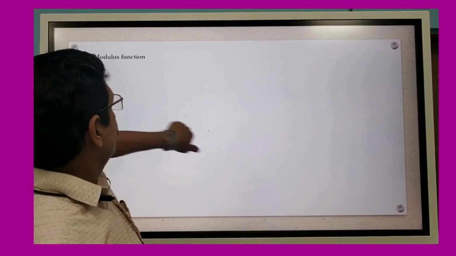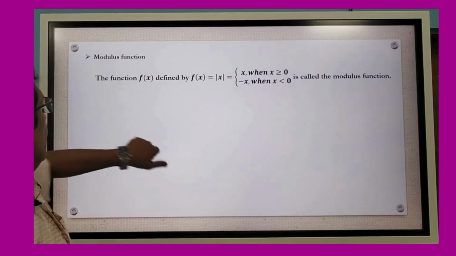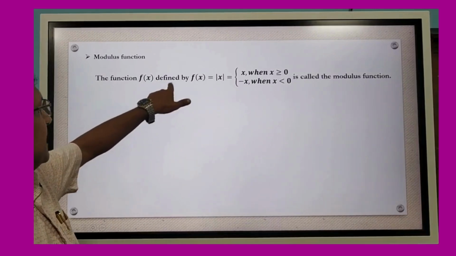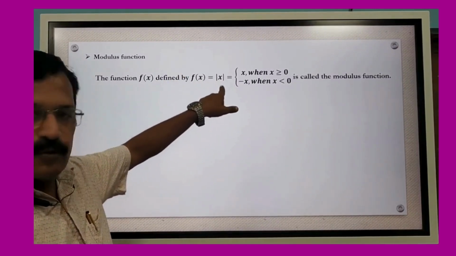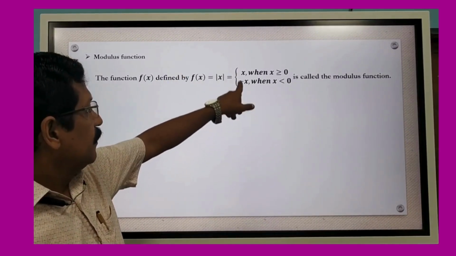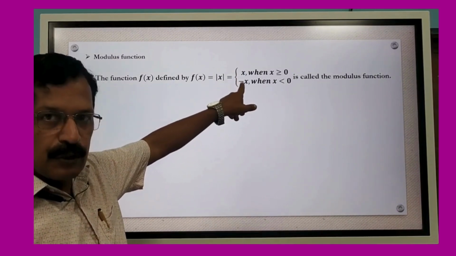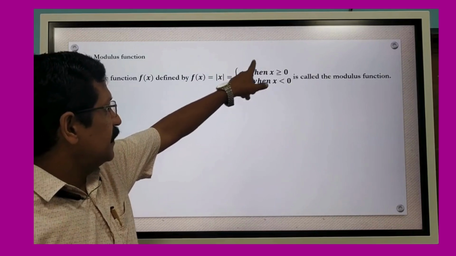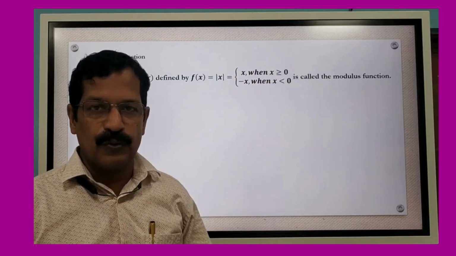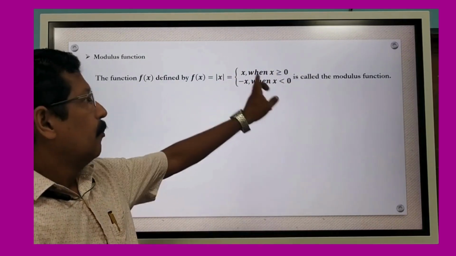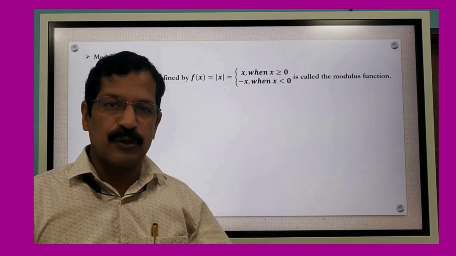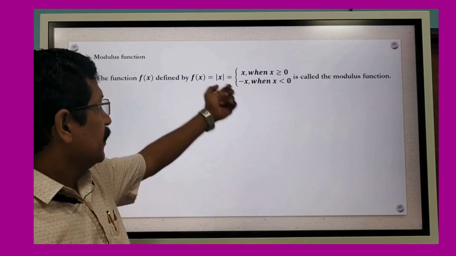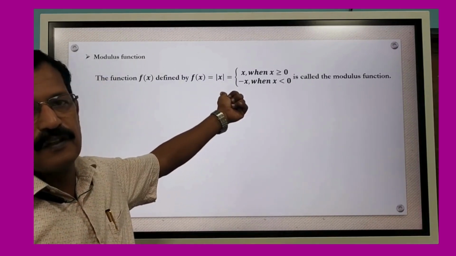Now let us discuss a modulus function. The function f of x is defined by f of x is equal to mod x, is equal to x when x is greater than or equal to 0, or equal to minus x when x is less than 0, is called the modulus function. So this is the symbol to represent mod x.